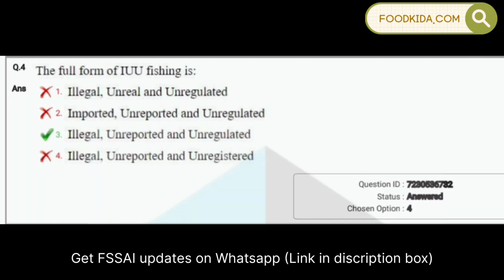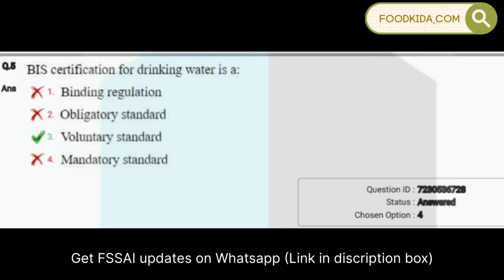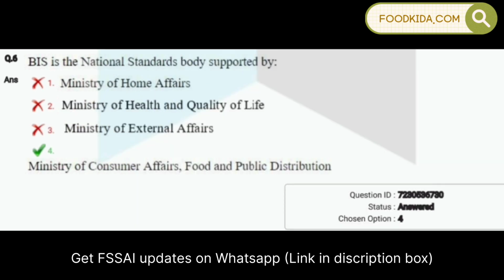Now next is the full form of IUU fishing: illegal, unreported and unregulated. So keep in mind: illegal, unreported and unregulated. Now, the BIS certification for drinking water is a voluntary standard. The answer is voluntary standard. BIS is the national standard body supported by the Ministry of Consumer Affairs, Food and Public Distribution. Okay, Ministry of Consumer Affairs.